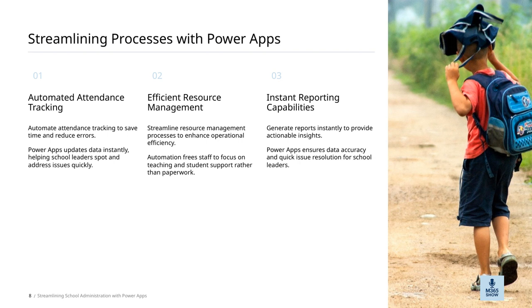Next, we see how automating resource management processes can significantly boost operational efficiency. By streamlining these tasks, staff members are freed up from time-consuming paperwork and can focus more on supporting students and enhancing teaching. Finally, automated attendance tracking is a game changer. Power Apps updates attendance data immediately, making it easier for school leaders to identify attendance issues quickly and respond proactively. Overall, these capabilities help us run schools more smoothly and effectively.